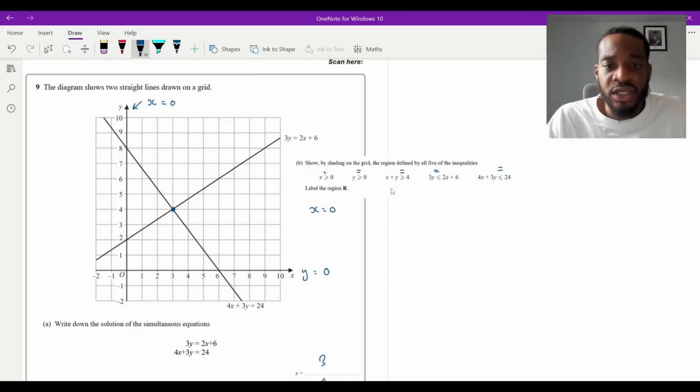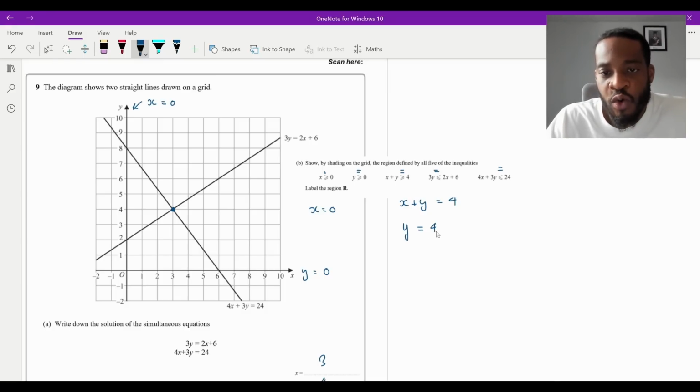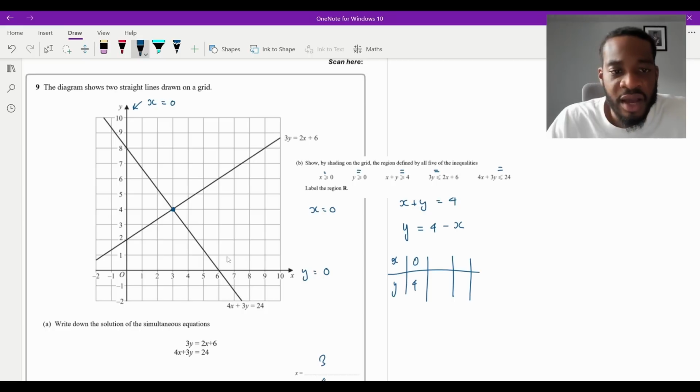Now, the next thing is to draw this line, x plus y, and I'm going to change it to equals 4. I need to draw that. So what I like to do is rewrite this in the form of y equals mx plus c, or just move the x to the other side. So I'll do y is equal to 4 minus x. Then you get a little table going to see what values you want for x and y. Straight away, the y-intercept is going to be 4. If x equals 0, y is going to equal 4 if I plug that in there.